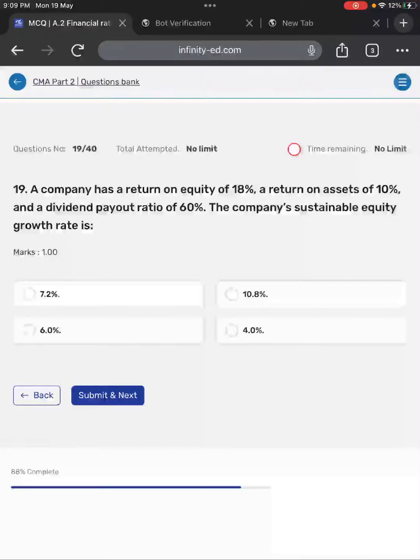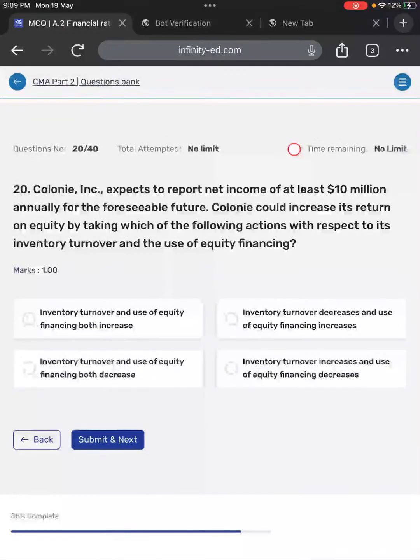Question number 19. A company has a return on equity of 18%. This one is already done. I think these are very simple questions. 18% multiplied by 0.4 equals 7.2. This is not a hard question.